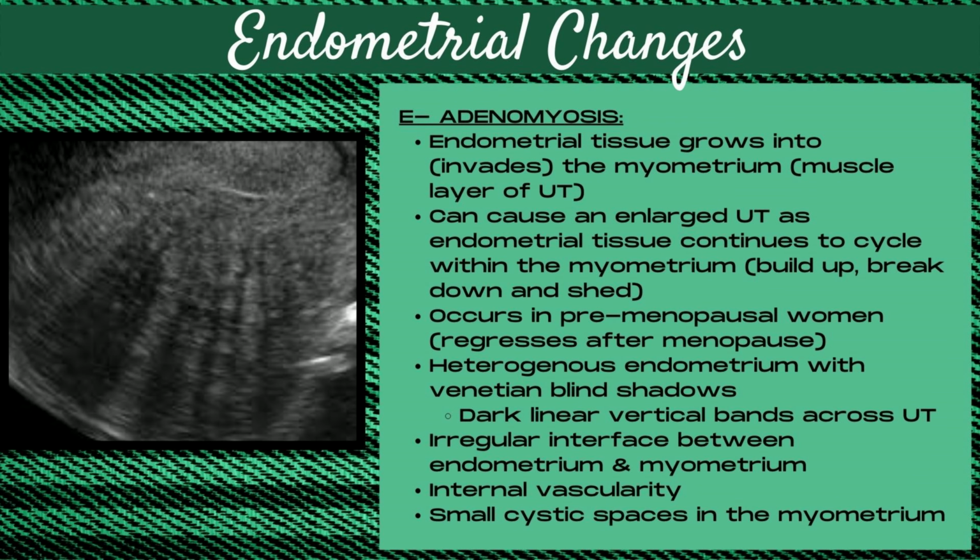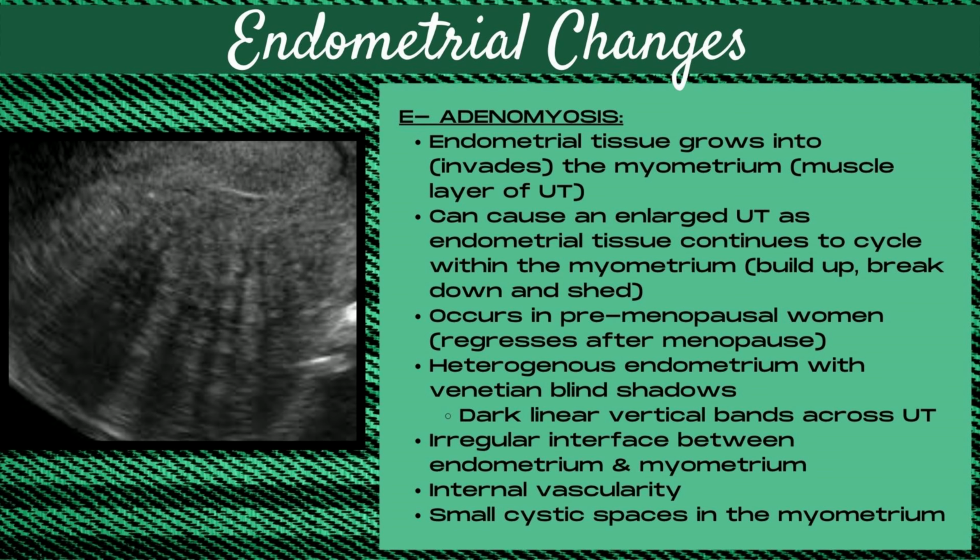Adenomyosis is another change that can happen to the endometrium, and this is where endometrial tissue grows into and invades the myometrium. This is the muscle layer of the uterus, and this can cause an enlarged uterus as the endometrial tissue continues to cycle within the myometrium, and that means it builds up, breaks down, and sheds. This occurs in premenopausal women who are still having periods and can regress after menopause.